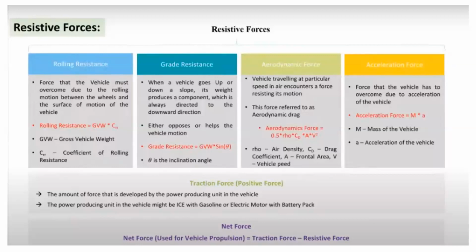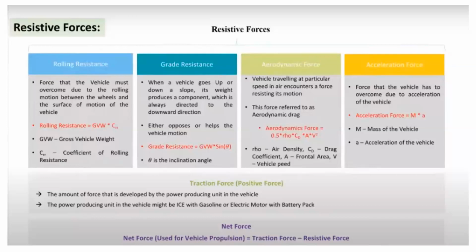Second, we have the grade resistance. As the definition says, when a vehicle goes up or down a slope, its weight produces a component which is always directed in the downward direction. So this grade resistance depends upon what kind of slope we have. If our vehicle is going up or down the slope, either accelerating when going up or decelerating when coming down, this kind of grade resistive force is applied on the vehicle.